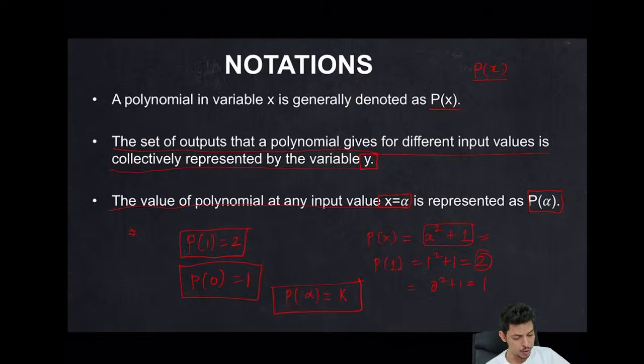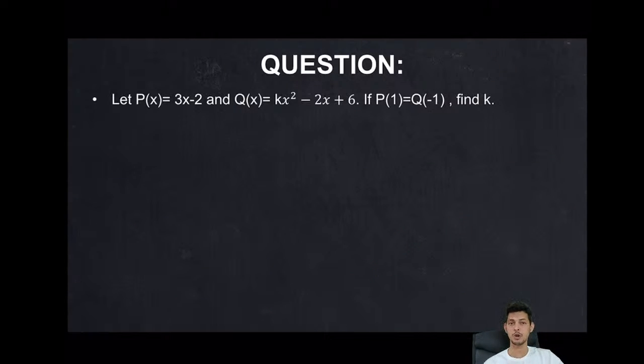Fine. Once you have a clear understanding of this, we can move ahead to solve a particular question. Again, this question is quite simple. Here we are saying that p of x is equal to 3x minus 2, a linear polynomial. Similarly, q of x is a quadratic polynomial, kx square minus 2x plus 6. Now we have been given a relation that if p of 1 is equal to q of minus 1, determine the value of k.